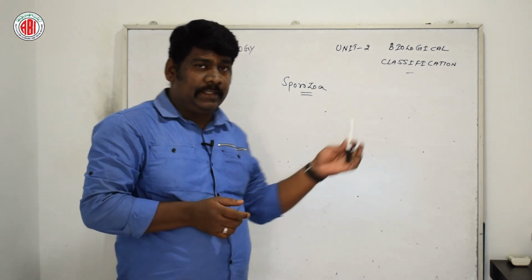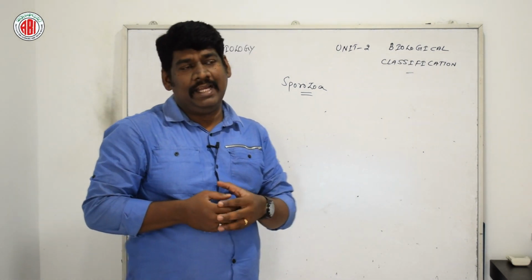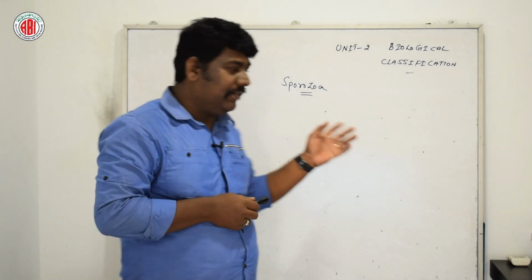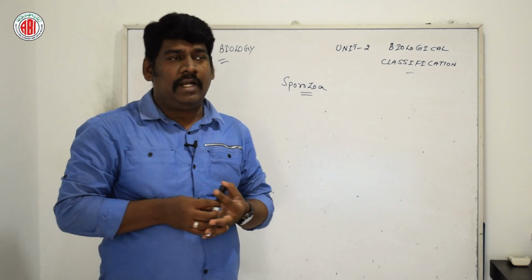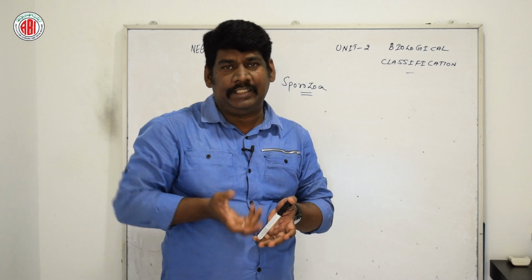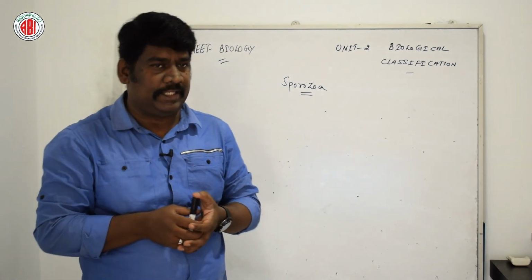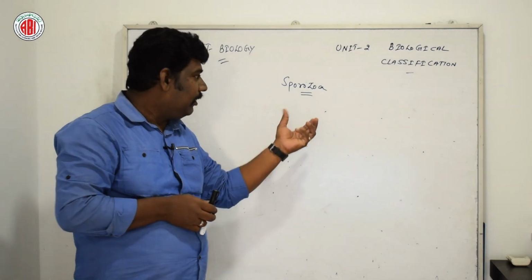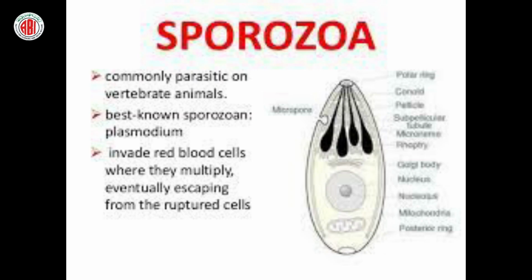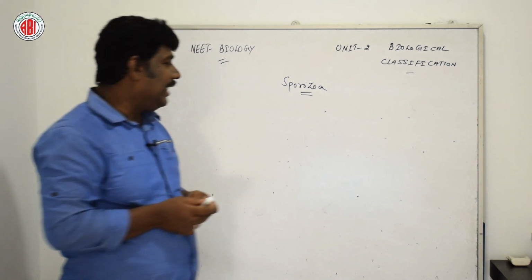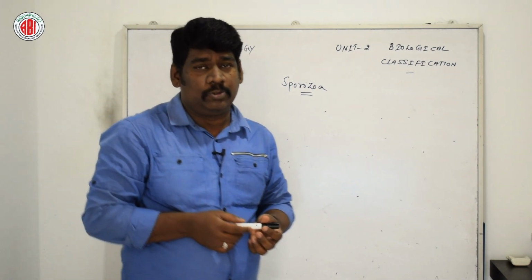Sporozoa are also one of the categories of protozoans, and the name itself explains what the organism is like. The organism produces spores during the time of reproduction. That is the reason all organisms belonging to this particular group are called sporozoa. Now let us talk about the characteristic features of sporozoa in detail.